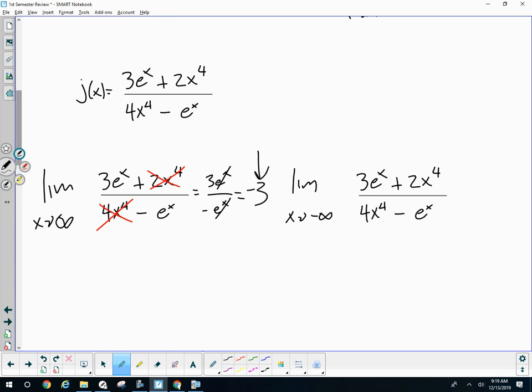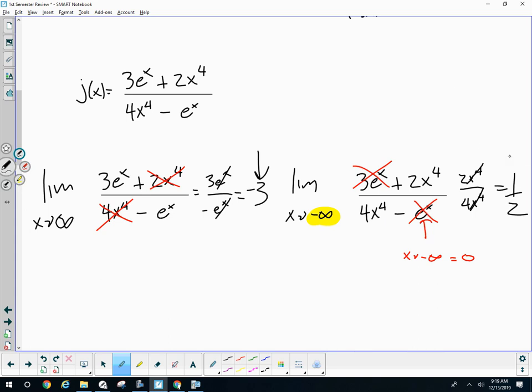Here's my first horizontal asymptote. But to find the horizontal asymptotes, make sure you look in both directions. Because if I look towards negative infinity, all of a sudden, e to the x, as x approaches negative infinity, is going to approach 0. So this is like gone. This is a no growth function. This is a no growth function. I'd end up with 2x to the 4th over 4x to the 4th. These would cancel. I end up with another horizontal asymptote at 1/2.